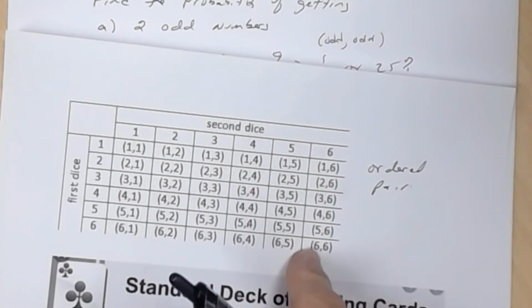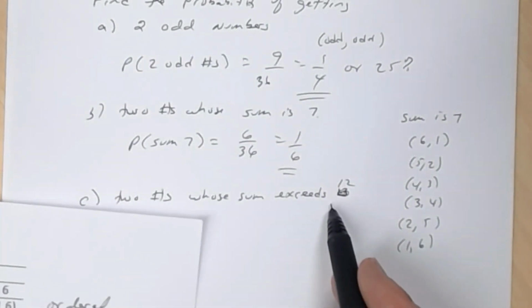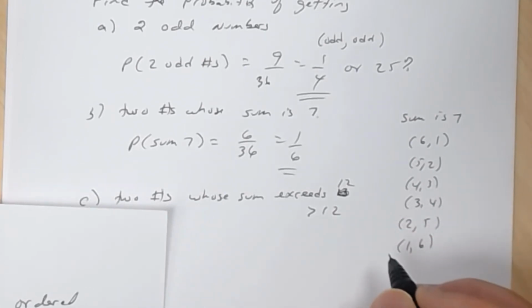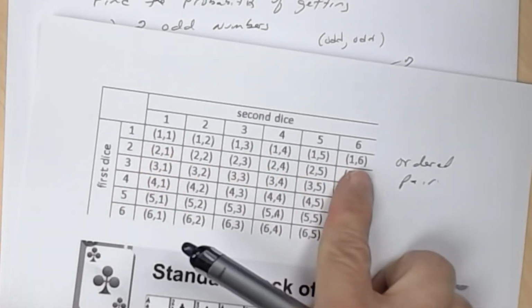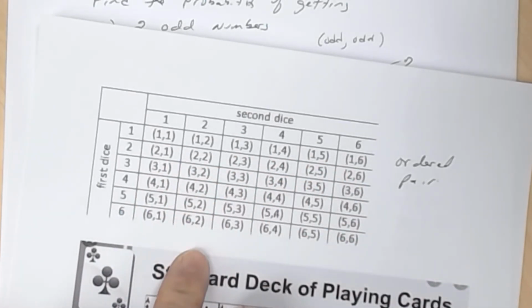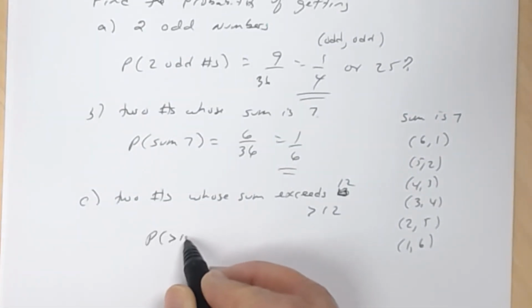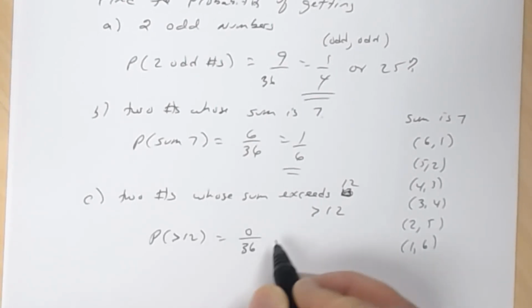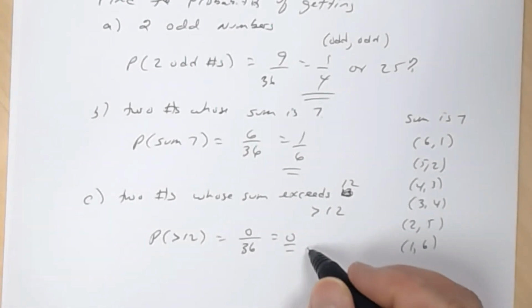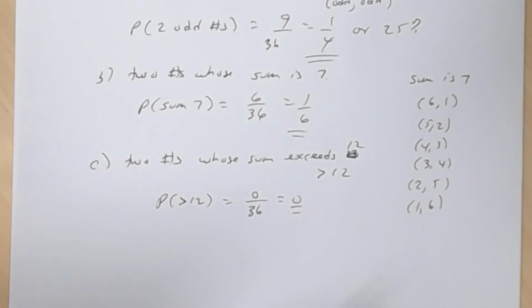So it looks like the only one that would work, well, what about 6 plus 6? Yeah, 6 plus 6 is 12. But remember, it says what? Exceeds. So exceeds means greater than 12. Keep that in mind. So will any of these pairs ever give you a sum that's bigger than 12? No. So the probability of greater than 12 will equal 0 divided by 36, which is 0. So that's impossible. It's not going to happen. Okay?